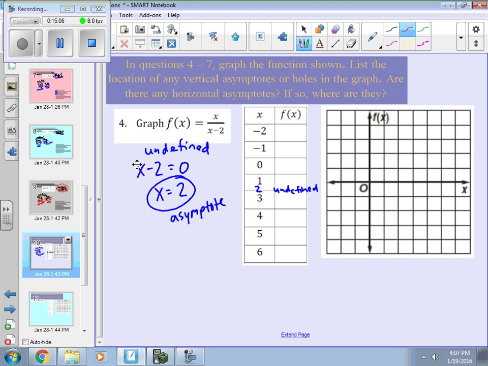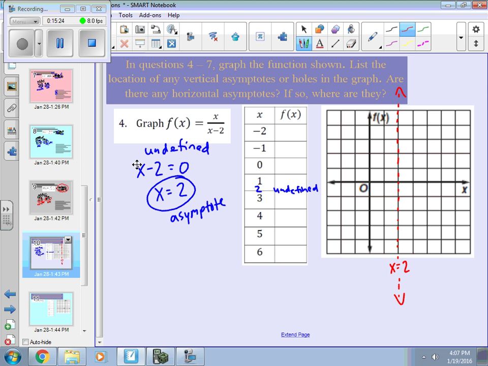Okay, so we know we can come over here to the graph, and at x equals 2, which would be right here, we're going to have this imaginary line we can put in that our graph is not going to ever touch. It's going to approach, but never touch.